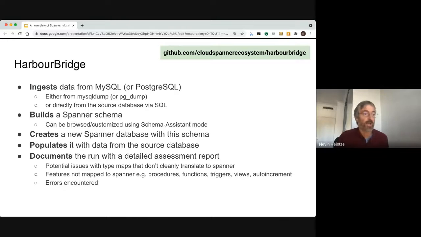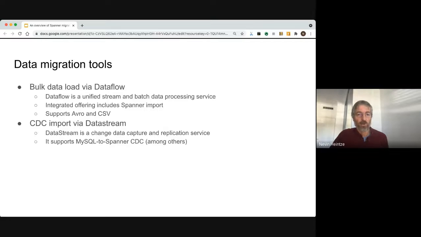And then it documents that run with a detailed assessment report that includes potential issues with type mappings, highlights MySQL features that are used by the source database that are not supported by Spanner, and also logs any errors encountered. So Harbour Bridge can also be used to browse and customize your Spanner schema in what we call schema assistant mode. All right. The other two tools I want to highlight focus on data import.